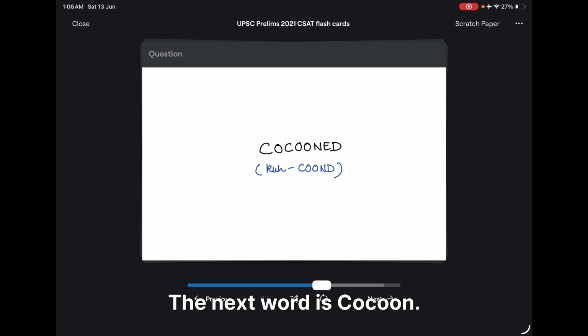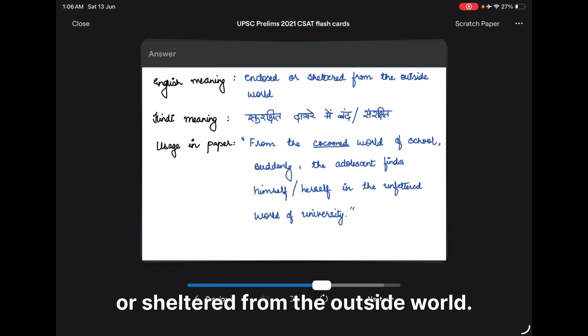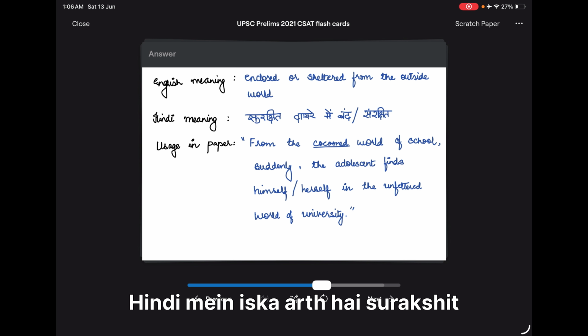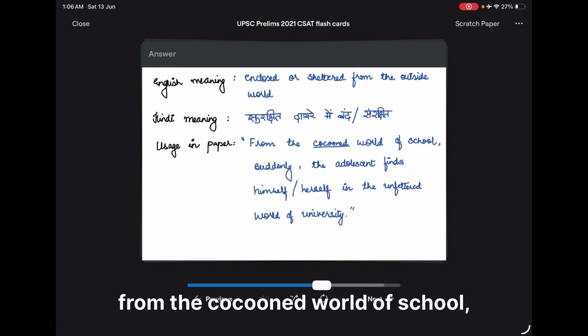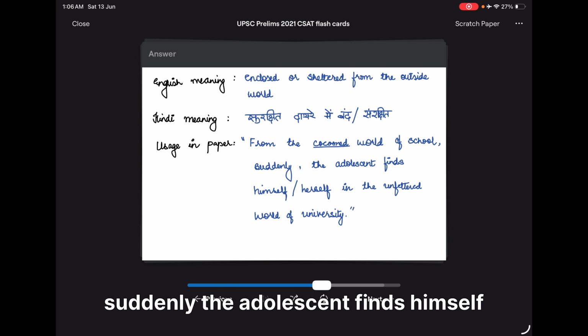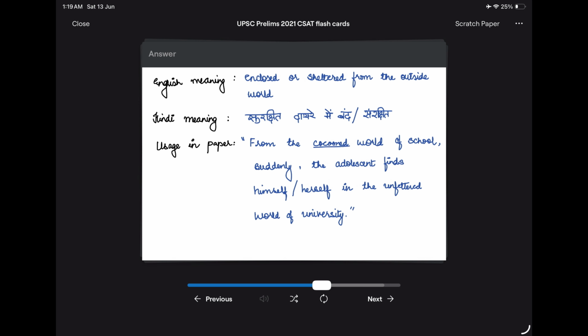The next word is cocooned. Cocooned means enclosed or sheltered from the outside world. हिंदी में इसका अर्थ है सुरक्षित दायरे में बंद या संरक्षित. In the paper, it appeared in the following sentence: from the cocooned world of school, suddenly the adolescent finds himself or herself in the unfettered world of the university.